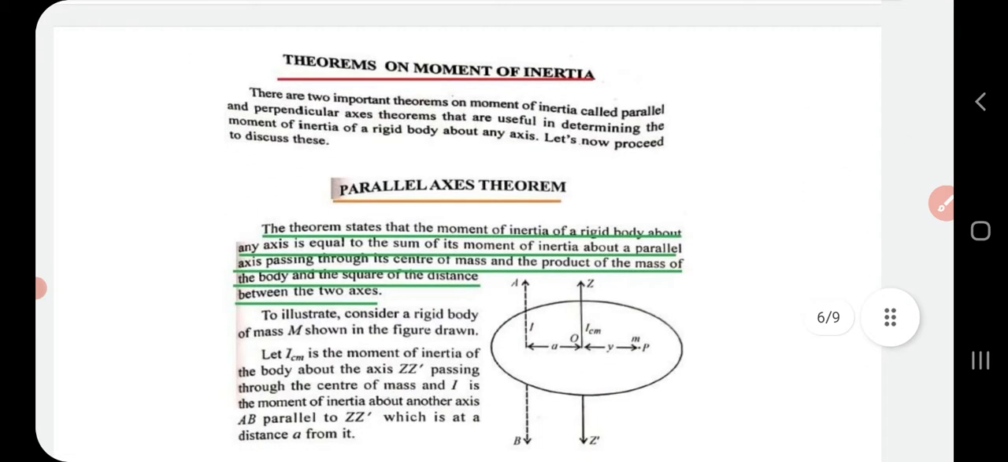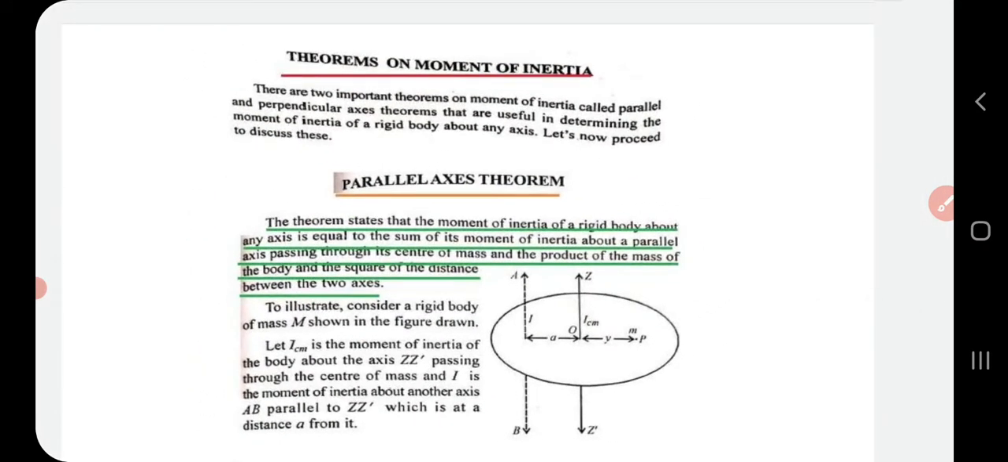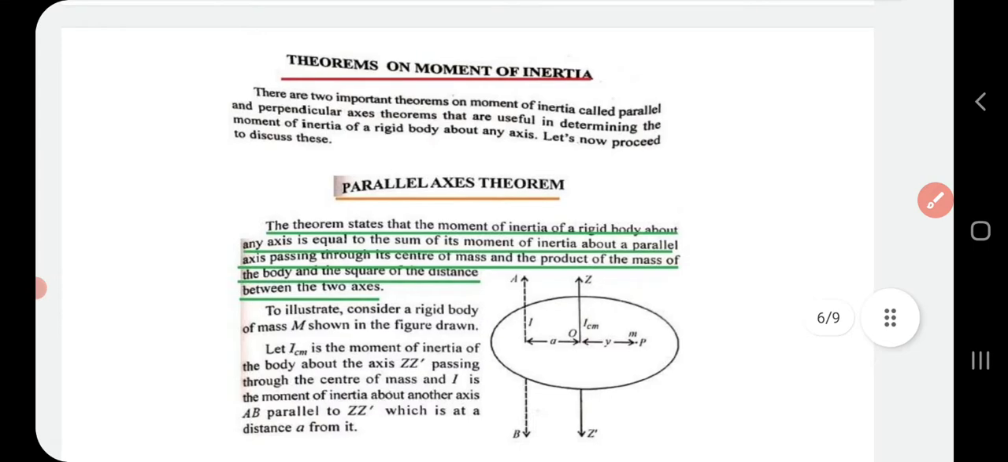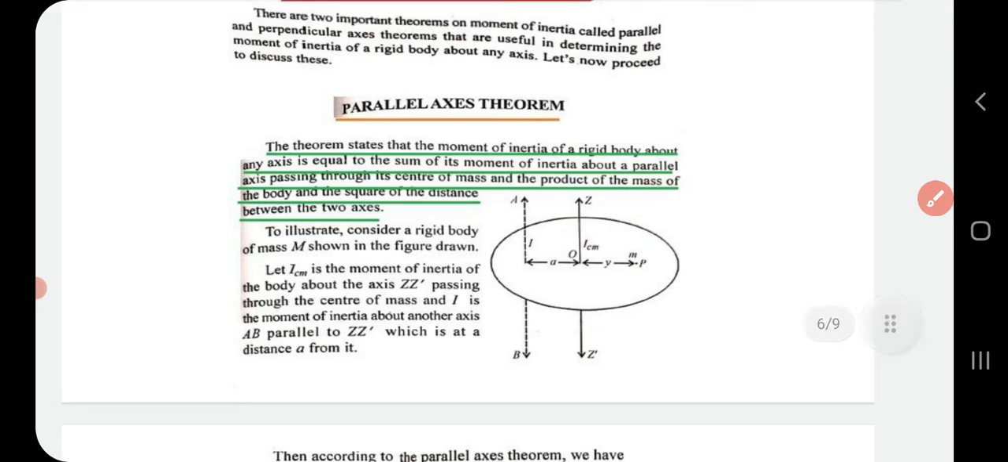Now these are very important theorems on moment of inertia. This is very important. This is a sure question. You will be asked either to write the parallel axis theorem or the perpendicular axis theorem. So first let us learn about the parallel axis theorem. This parallel axis theorem states that, this is a statement.